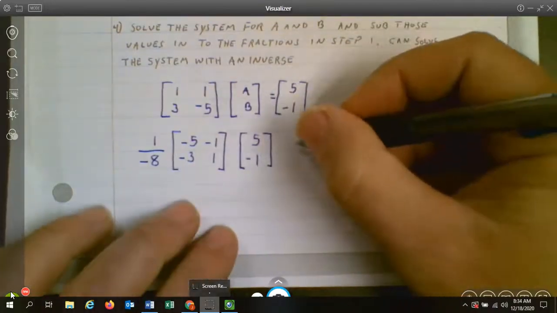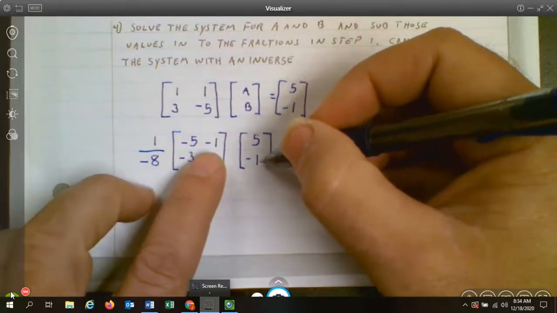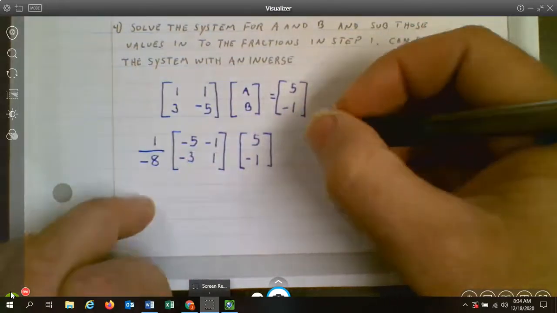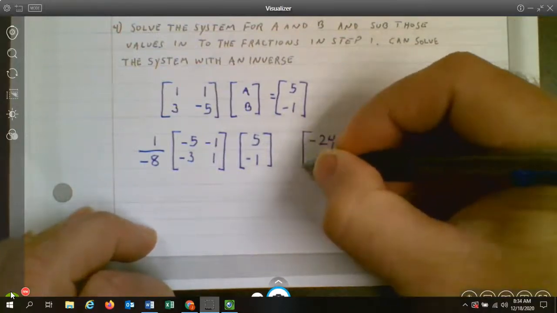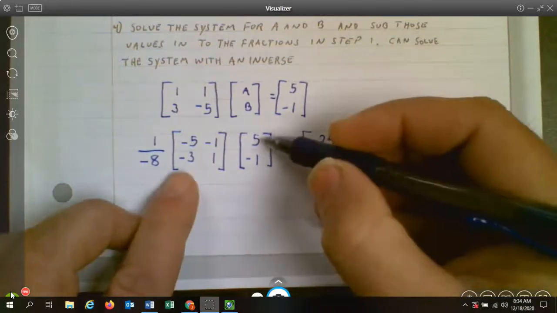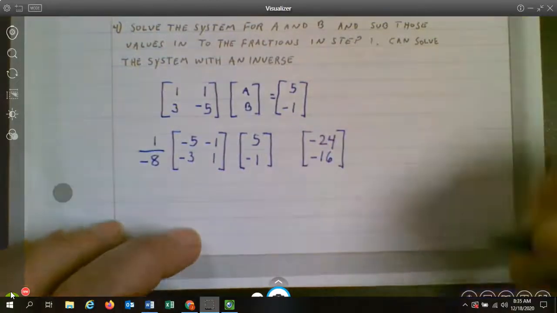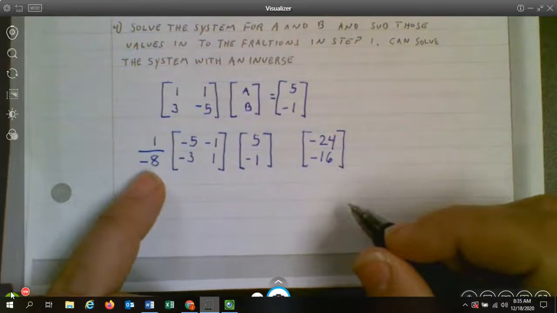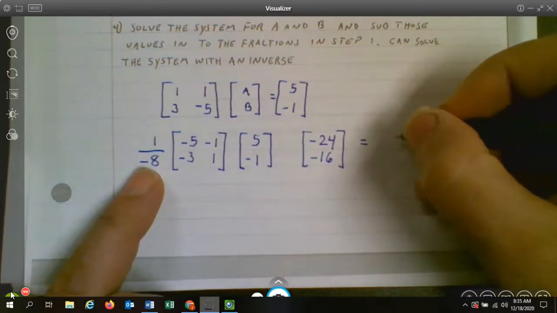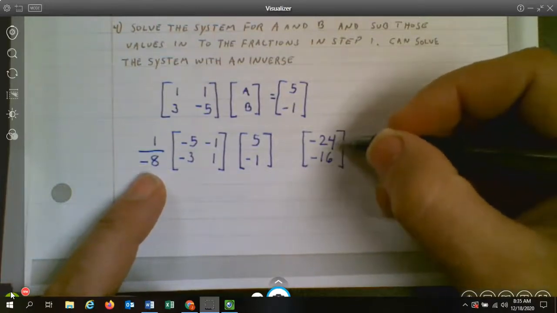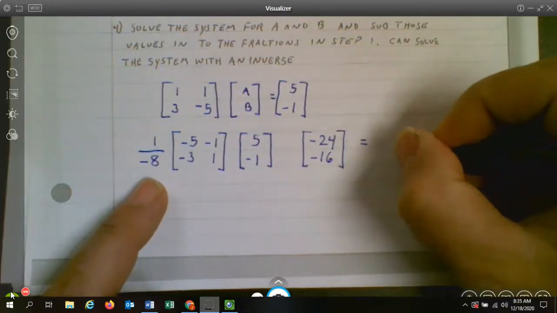So if I did my, let's see, row times column, so negative 25 plus 1, so negative 24, and then negative 15 plus negative 1, so I get this. Now I'm going to divide them both by negative 8. I like to do that at the end. So negative 8 goes into both these evenly, so this will be real simple. So negative 24 divided by negative 8 and negative 16 divided by negative 8.